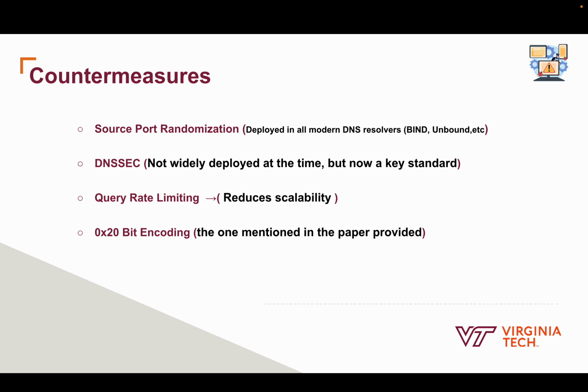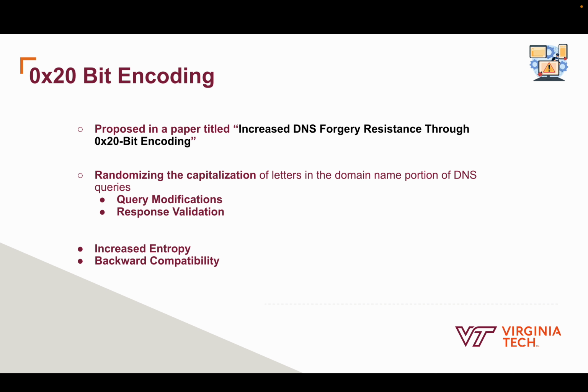Coming to the countermeasures, there are some defenses against the Kaminsky attack, such as source port randomization, DNSSEC, query rate limiting, and lastly bit encoding, which is the one mentioned in the paper provided. The paper introduces a novel approach to mitigate cache poisoning attacks. How does it work?